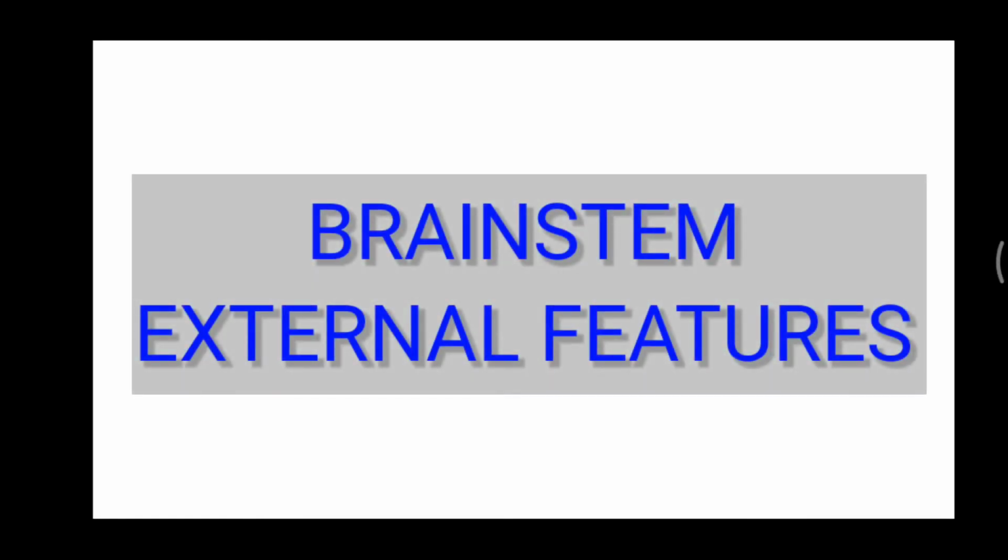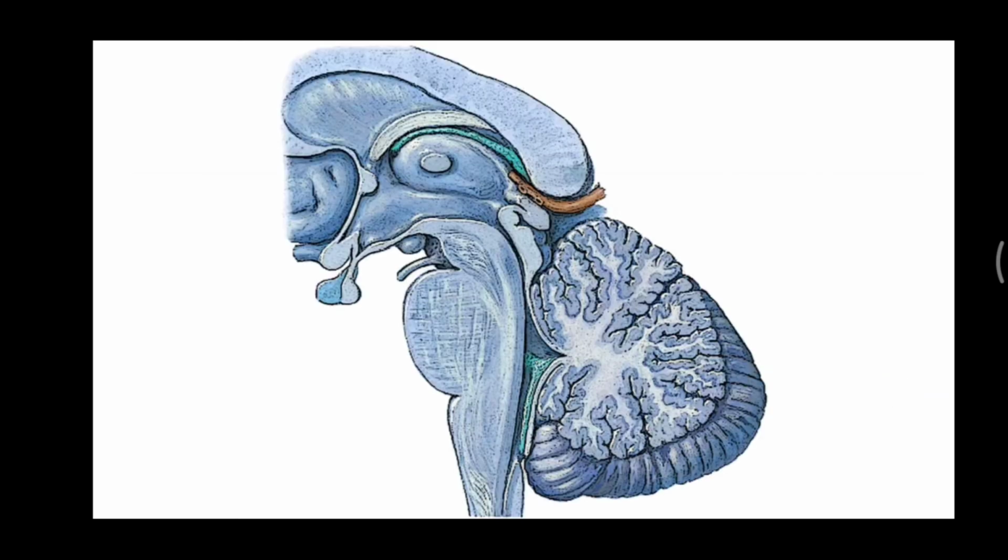In this video, we are going to discuss the external features of the brainstem. This is the brainstem. Before going into the proper topic, let's see some general points regarding the brainstem. The brainstem is that part of the neural axis which extends rostrally from the cranial end of the spinal cord, which is over here, to the caudal part of the diencephalon, that is around this region, and it includes in succession the medulla oblongata, the pons and the midbrain.